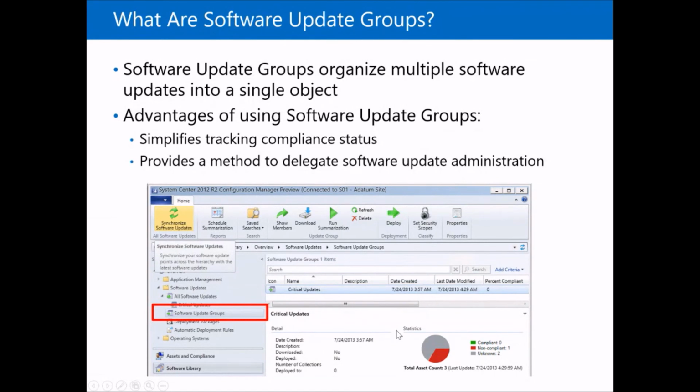Obviously this picture was not from a real production environment. It's more like a testing lab, just like what we've got. What this is really saying is that these 2 are unknown, meaning they have not necessarily been turned on and have not scanned whether they need the update or not. That's why it's unknown. But we know that one is non-compliant. Okay, so a software update group organizes multiple software updates into a single object.